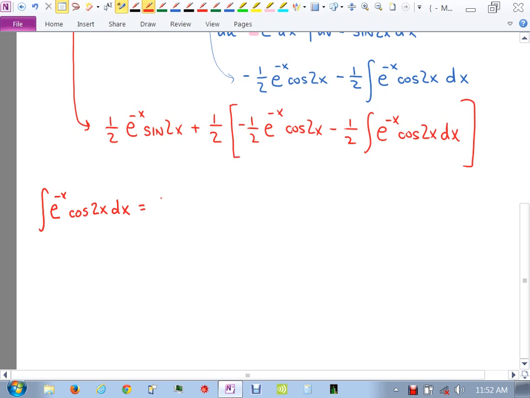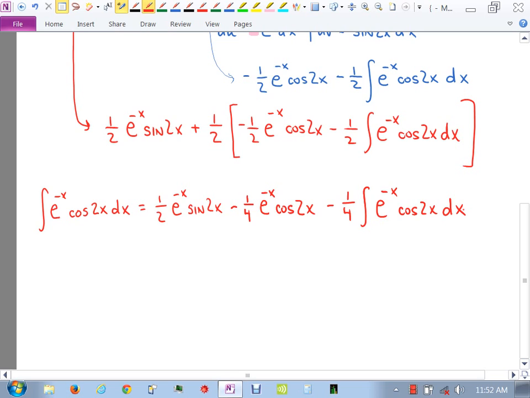is equal to 1/2 e to the negative x sine 2x plus, or no, not plus. I'm going to distribute. Sorry. I'm distributing, so minus 1/4 e to the negative x cosine 2x. Y'all still with me? Then what? Minus 1/4 integral e to the negative x cosine 2x dx. Yes?